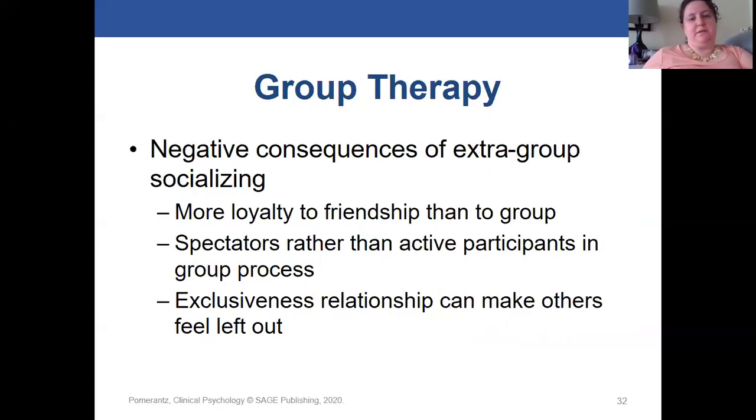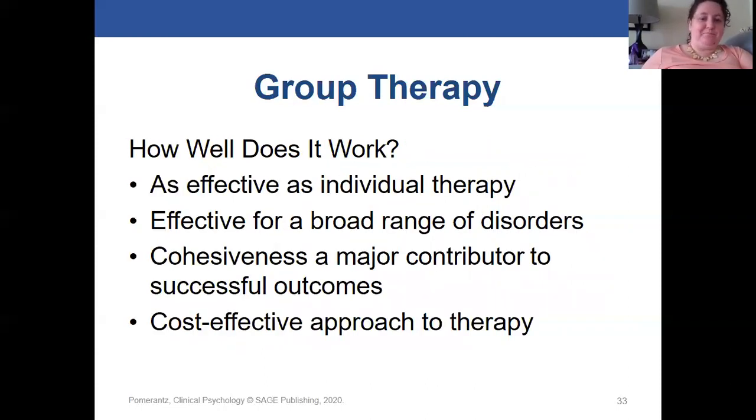One thing we warn about in group therapy is trying to limit extra-group socializing, because that can lead to more loyalty to the friendship than to the group. And this can also make others feel left out. In particular, if you're doing, let's say, a DBT skills training group, and you know that these people already have relationship issues, you want to try to limit that within the group.